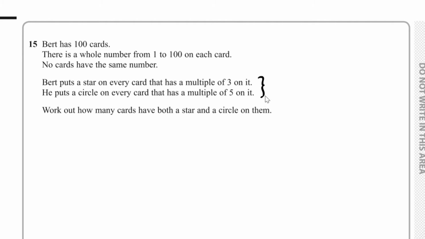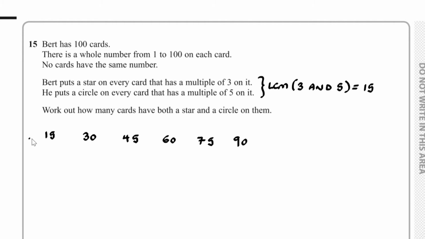So what we can do is find out the lowest common multiple of 3 and 5. Well, that's going to be 15. And the reason we want to find out the lowest common multiple is because we have to find the multiples of 15, because the multiples of 15 will have both a multiple of 3 and a multiple of 5. So if we write out the 15 times tables, we've got 15, then we've got 30, then 45, then 60, then 75, and then 90. So we've got these numbers in between, but where we have both a multiple of 3 and a multiple of 5 is essentially the 15 times tables.